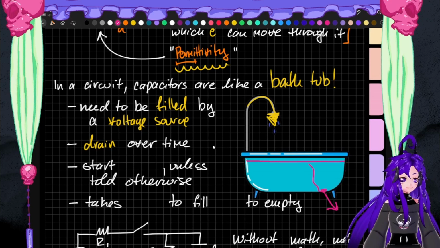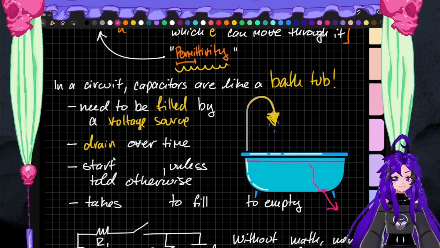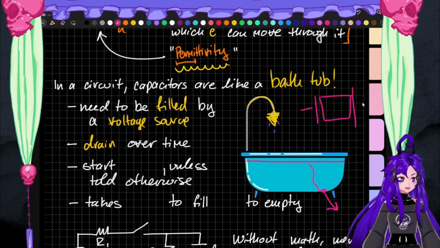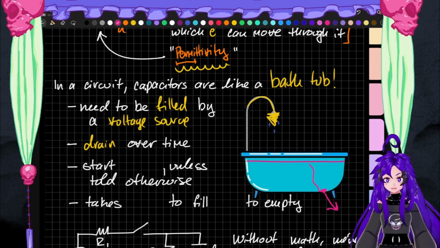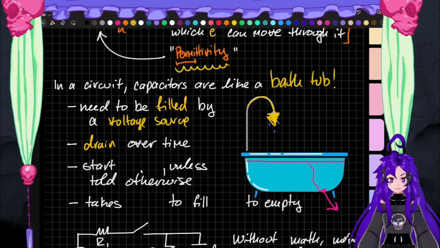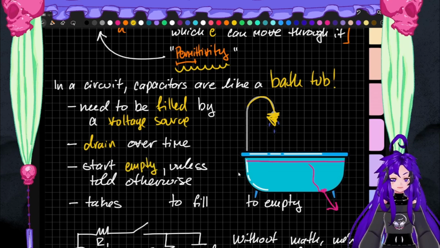Right? So do capacitors. It takes time to fill up the capacitor. It takes time to empty or use up all the stored voltage in a capacitor. Then, the other thing is, they start empty. They start empty unless told otherwise.